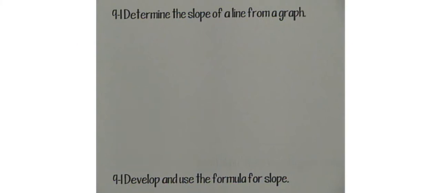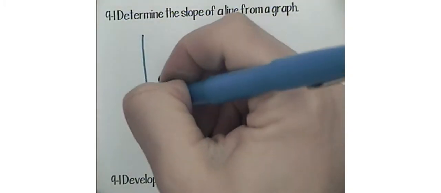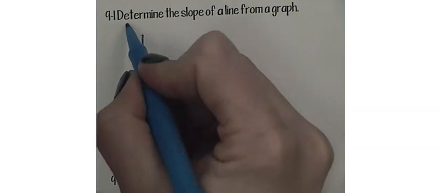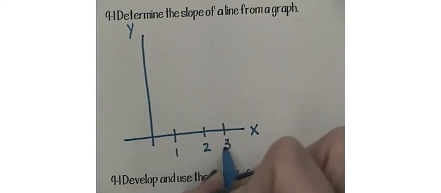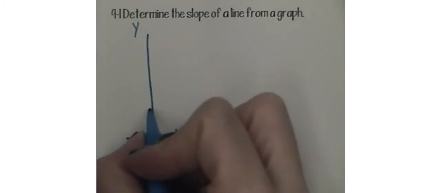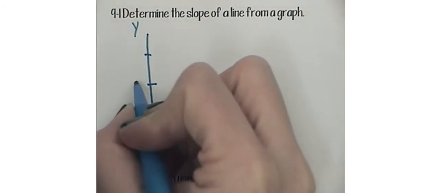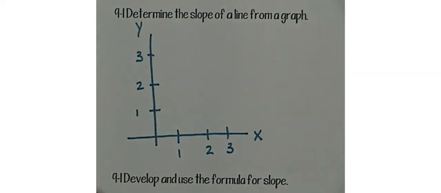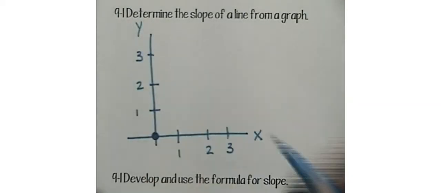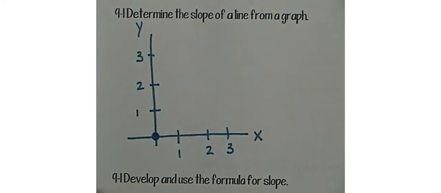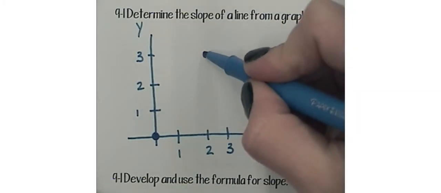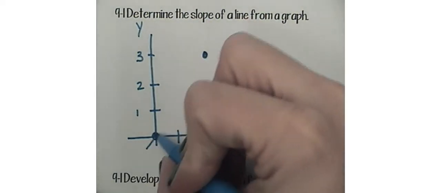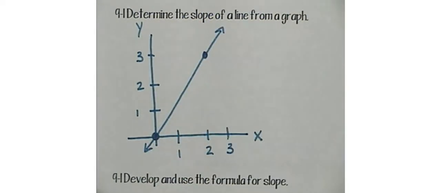A learning target from 9-1 was determine the slope of a line from a graph. So I'm going to draw in a simple graph here. This is our x, this is our y. Let's put a point or an ordered pair right there, and another one up here. Connect them with a line.